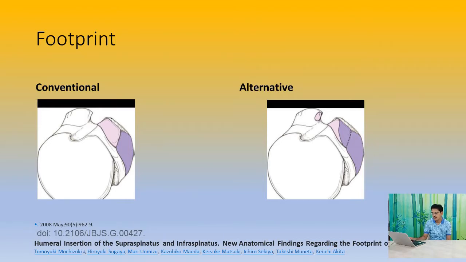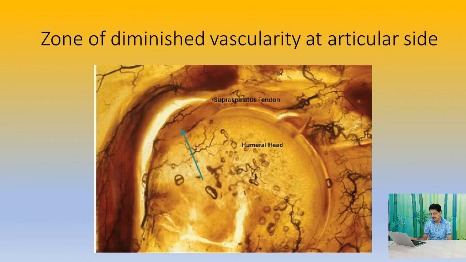Now this is a very good paper from Sugaya in Japan, which changed our perception of humeral insertion of the supraspinatus and infraspinatus, and it shows that actually the supraspinatus occupies a very small portion on the greater tuberosity, and it also occupies a little portion on the lesser tuberosity as far as the insertional fibers are concerned, and most of the greater tuberosity is occupied by the infraspinatus tendon.